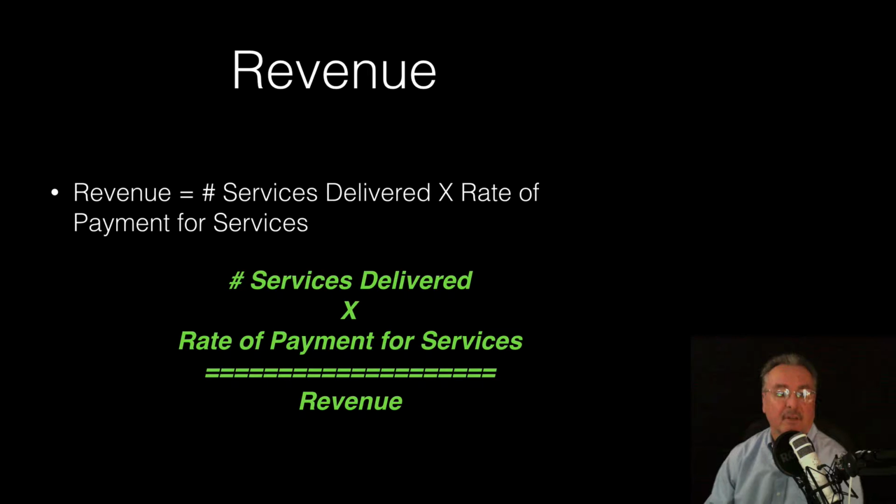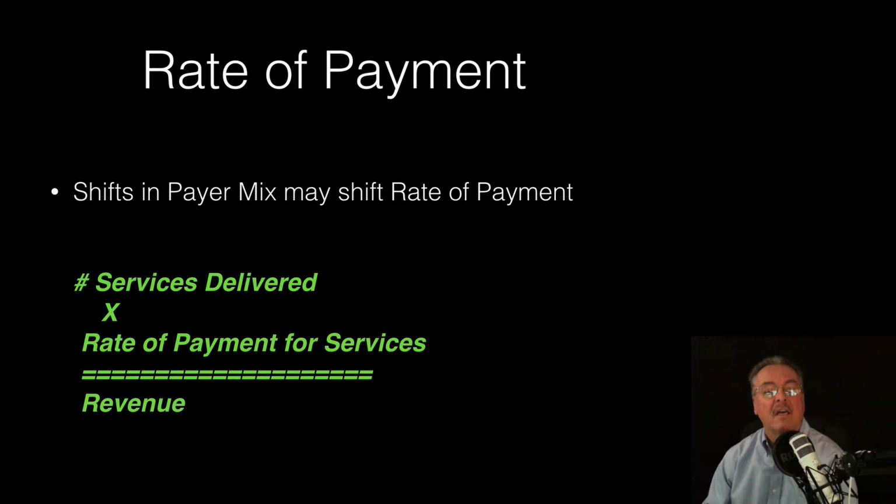Let's take a look at revenue. Revenue is equal to the number of services delivered times the rate of payment for those services. So services delivered times rate of payment. Quantity times rate equals revenue. Shifts in payer mix may shift the rate of payment, meaning less revenue.